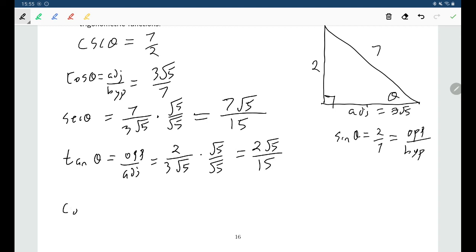And then finally, for cotangent of theta, that would be the reciprocal of tangent, which instead of being 2 over 3 root 5, would be 3 root 5 over 2. And there we go. We have all of our other remaining trig functions. We found cosecant of theta, cosine of theta, secant of theta, tangent of theta, and cotangent of theta.